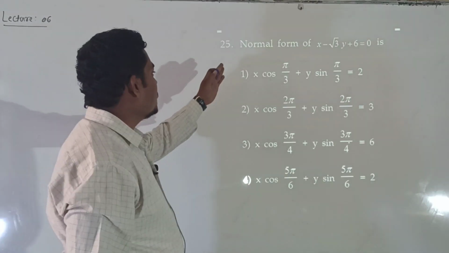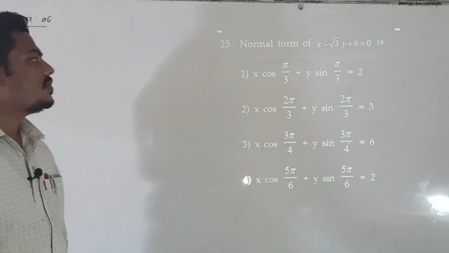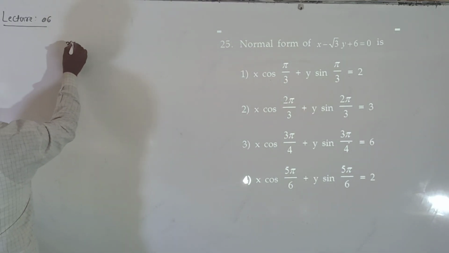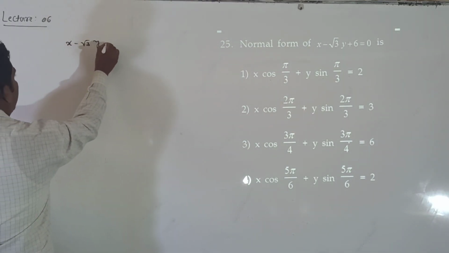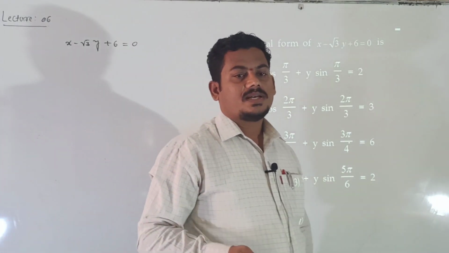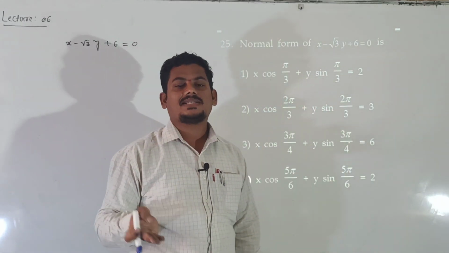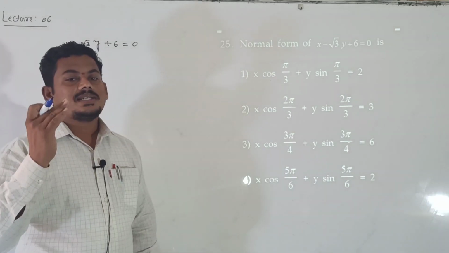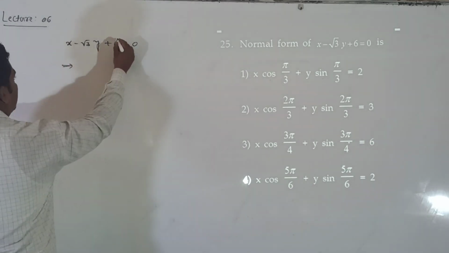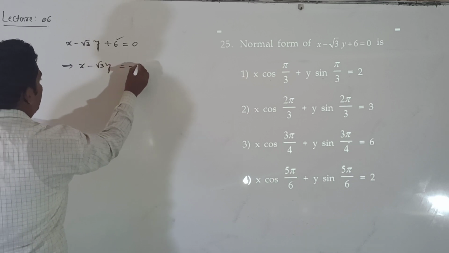Next, question number 25. Reduce the equation x minus root 3 y plus 6 equal to 0 into normal form. While converting the given equation into normal form, what do we do? In the first step, send the constant term to the RHS. x minus root 3 y is equal to minus 6.